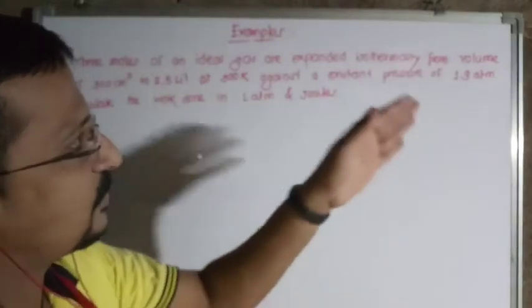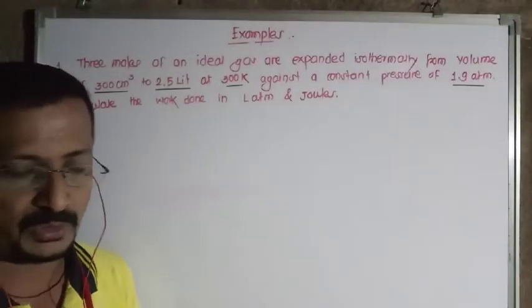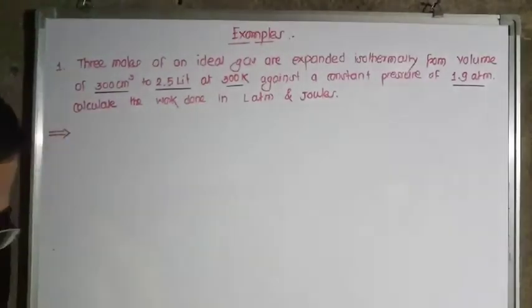Now if you look at the example: 3 moles of an ideal gas are expanded isothermally from a volume of 300 centimeter cube to 2.5 liter at 300 Kelvin temperature against a pressure of 1.9 atmosphere. Calculate the work done in liter atmosphere and joule. We have to determine the work done in liter atmosphere and joule.